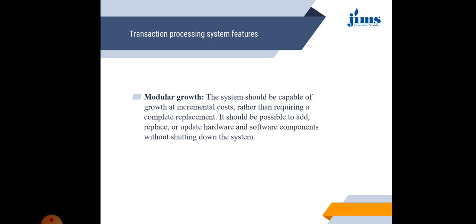Suppose there is any technology enhancement I want in the transaction processing system. There is no need to completely rebuild that system, because that would take so much time, and that's a loss for the organization. So there will be components which we can change. If I want to change any component, I can easily change it without any error. That's a part of modular growth. It is not a complete replacement, but can be done with some parts, components of the system, with growth.